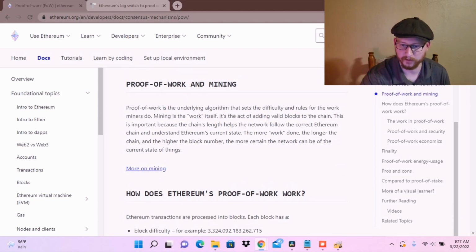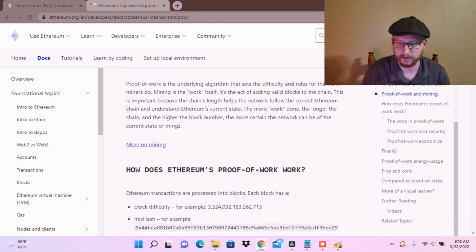So proof of work is a mechanism that allows the decentralized Ethereum network to come to consensus and agree on things like account balances and order of transactions. This prevents users from double spending their coins and ensures that the Ethereum chain is tremendously difficult to attack or manipulate. Proof of work and mining. Proof of work is an underlying algorithm that sets the difficulty and rules for the work miners do. Mining is the work itself.